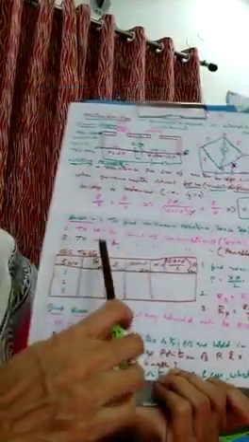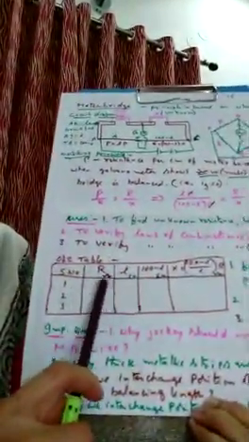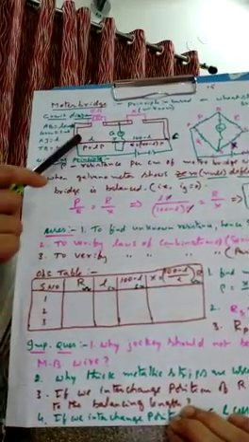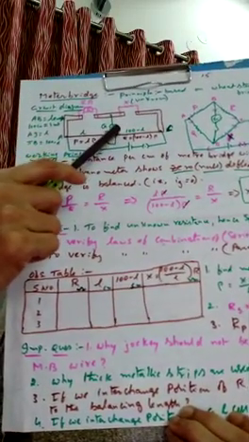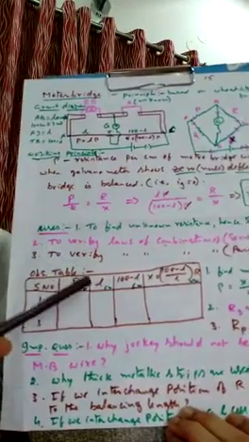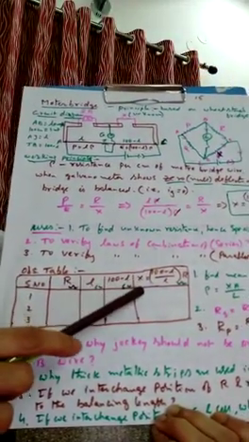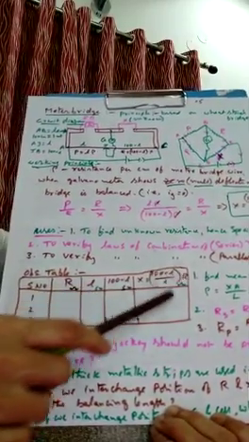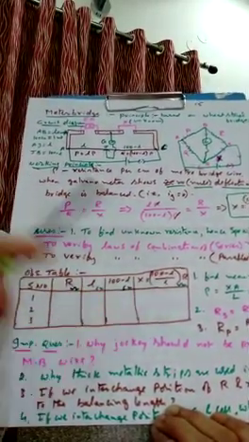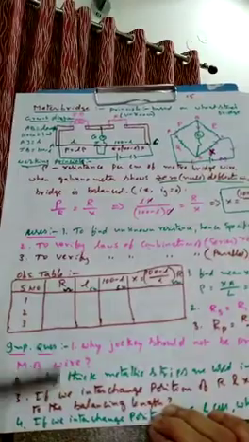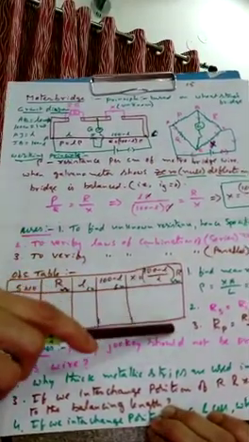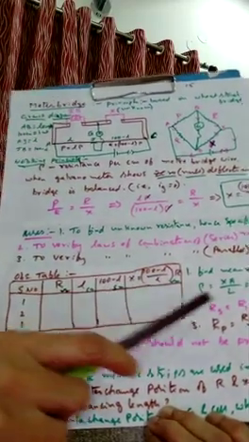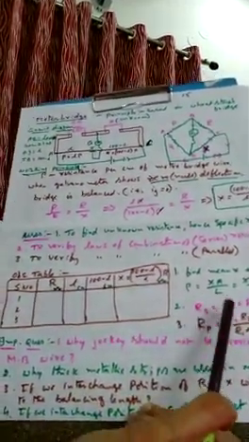So we write here the observation table. R you take out from the box, I am showing to you, and L is the balancing length I measured at which the galvanometer shows null deflection, and 100 minus L you know, and X is equal to 100 minus L upon L into R. The R value is written here. So calculate the resistance. Like that take 3-4 readings and take the mean, and you will get the value of X, the unknown resistance of the wire.